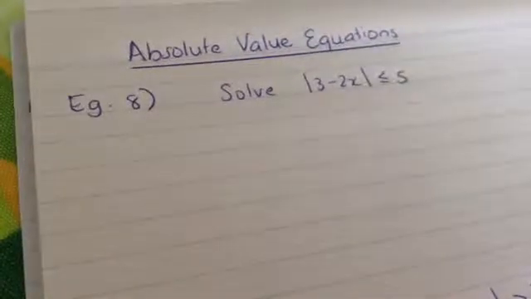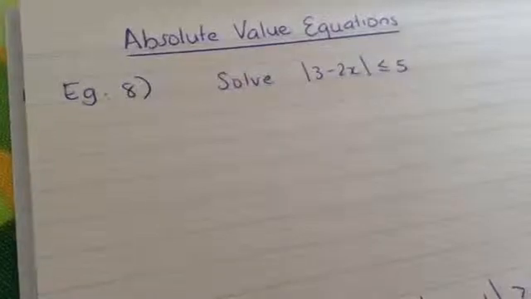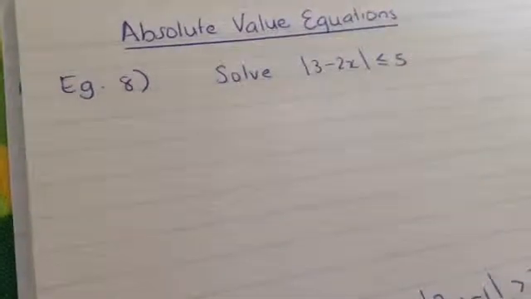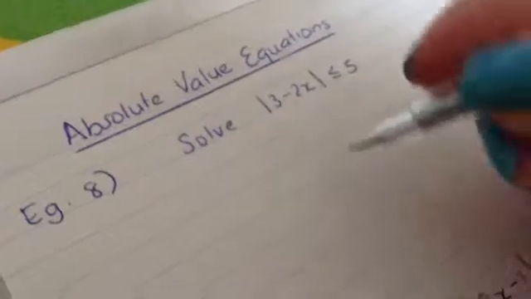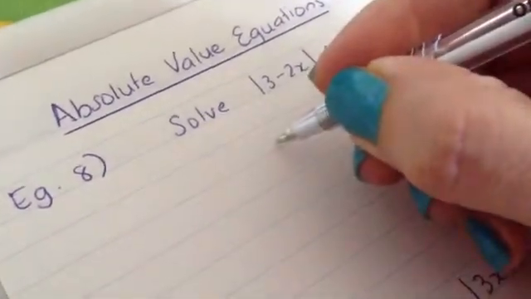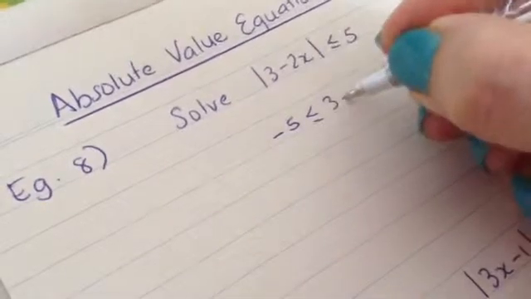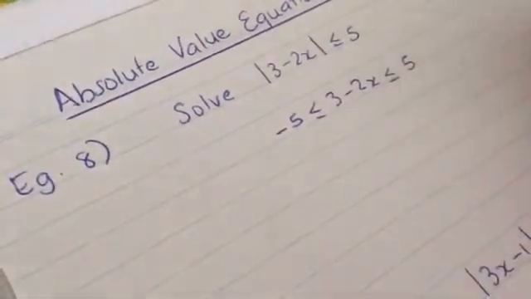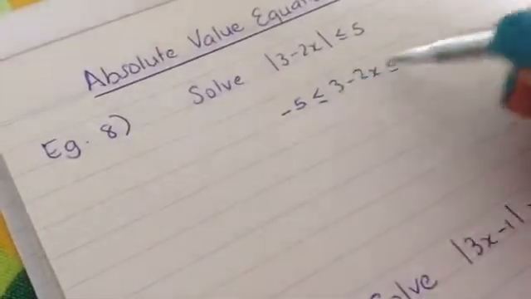Okay, this is where we got up to in class on absolute value equations and inequations. Example 8, solve the absolute value of 3 minus 2x is less than or equal to 5. So you would simply write minus 5 is less than or equal to 3 minus 2x, which is less than or equal to 5.